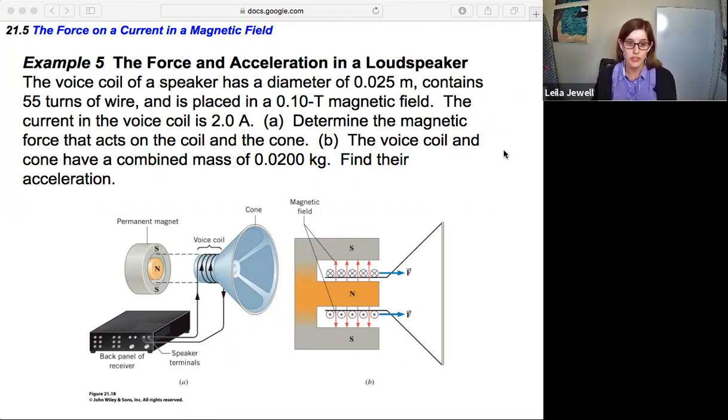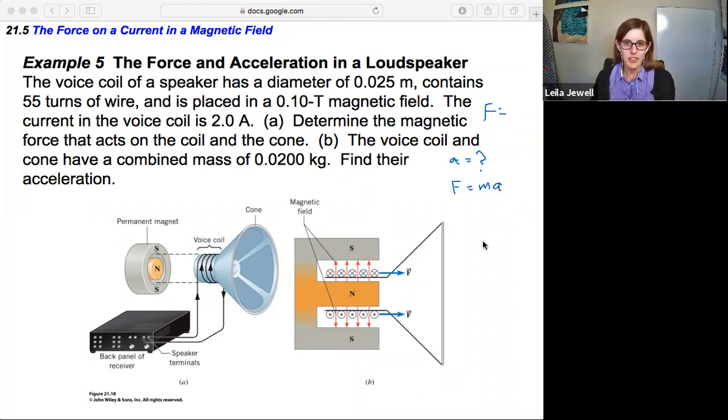B, the voice coil and the cone have a combined mass of 0.02 kilograms. Find their acceleration. So in A, we're solving for force. In B, we're solving for acceleration. How do you think we're going to solve for acceleration? Probably using F equals ma? I think so. That's a good approach here.